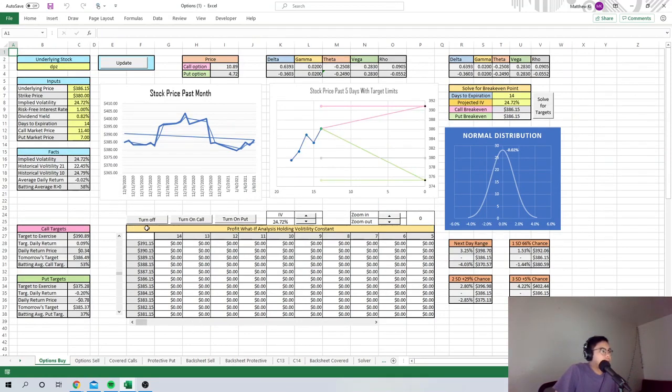All right, so now we can look at a few things. We've got the stock price for the past month. I tried to make it as informative as possible, but basically you can see that it's going up, then basically back down, and slightly up lately.